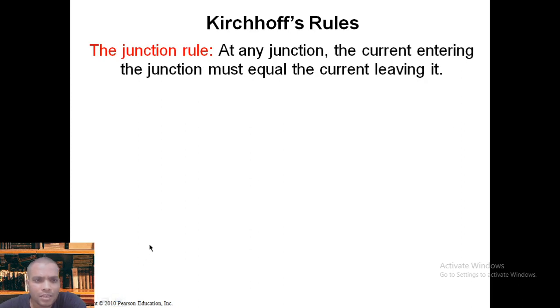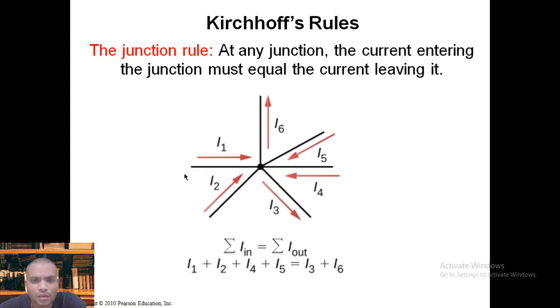So Kirchhoff rules contain two rules. One is the junction rule. The junction rule says that at a given junction, the algebraic sum of currents entering the junction is equal to the algebraic sum of the currents leaving the junction. So however many currents are entering the junction, that many must leave the junction. The total sum of currents entering the junction is equal to the currents leaving the junction.